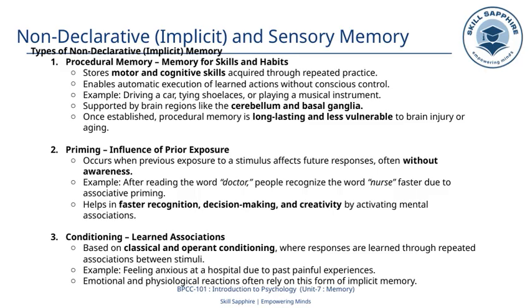Finally, there's conditioning, which is all about learned associations. This form of memory is based on classical and operant conditioning, where responses are learned through repeated pairing of stimuli. For example, if someone has a painful experience at a hospital, they might start feeling anxious whenever they visit one. This is an emotional and physiological reaction rooted in conditioned memory. These associations can strongly influence our reactions and behaviors without us even realizing it, highlighting how powerful implicit memory can be in shaping our responses to the world around us.